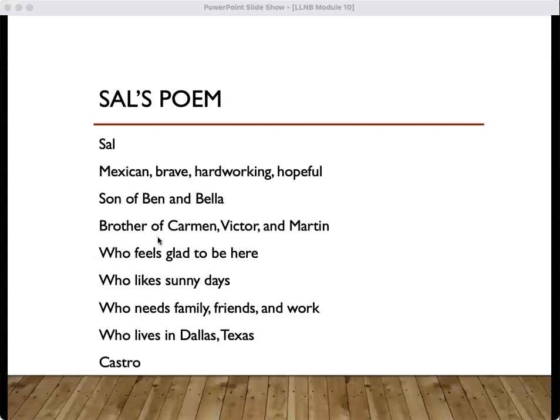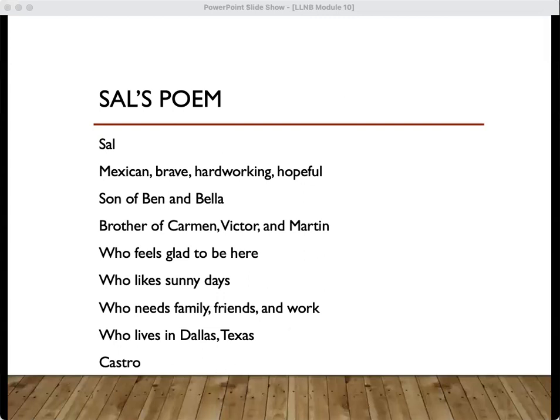Sal, Mexican, brave, hardworking, hopeful, son of Ben and Bella, brother of Carmen, Victor, and Martin, who feels glad to be here, who likes sunny days, who needs family, friends, and work, who lives in Dallas, Texas. Castro.